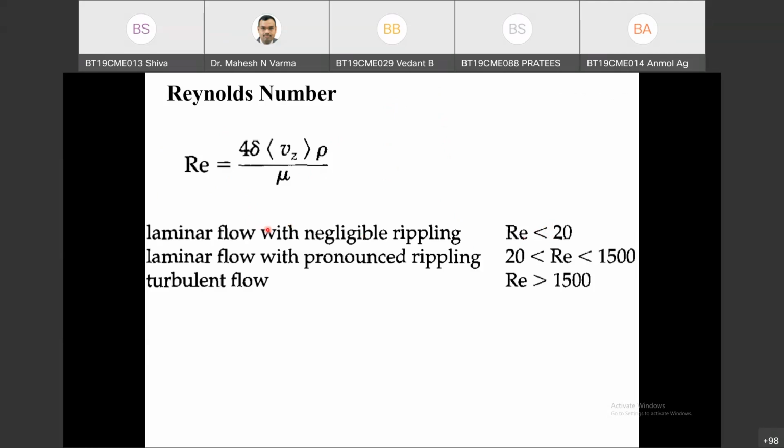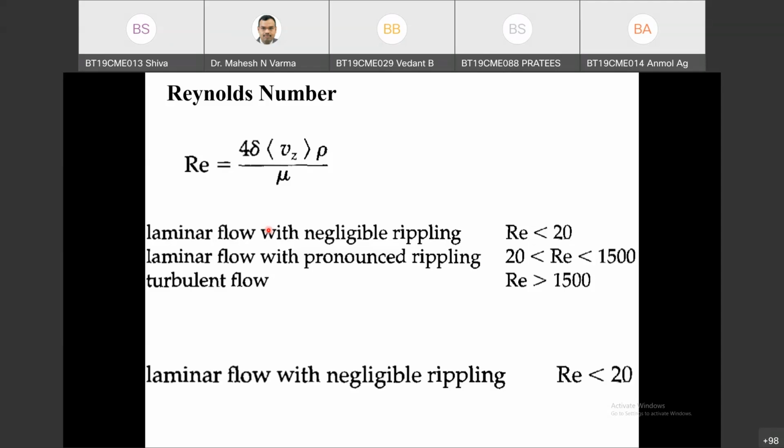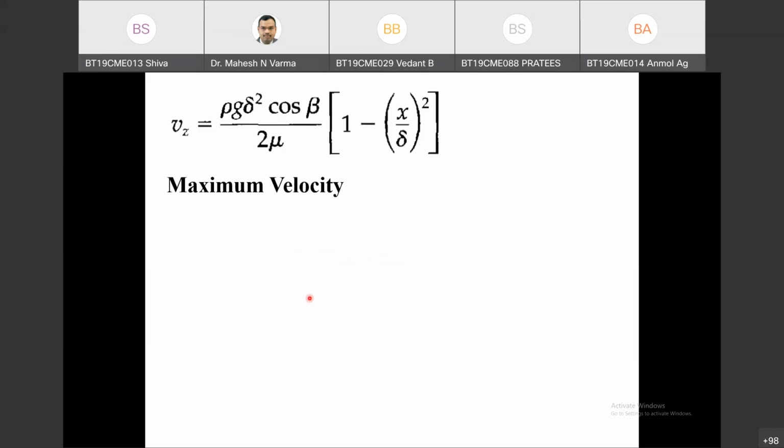Once you have the velocity profile, you can get the flux profile, the maximum velocity, the minimum velocity, the maximum flux, and the minimum flux. The velocity profile is very, very important. This is true only for laminar flow with negligible rippling. So what will be the maximum velocity? How to get the maximum velocity? A couple of minutes before I discussed this.